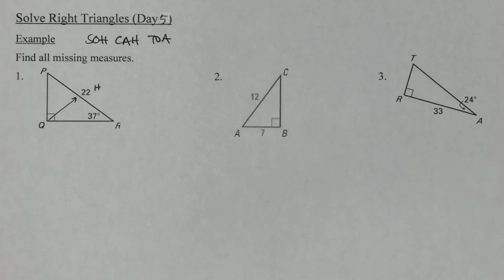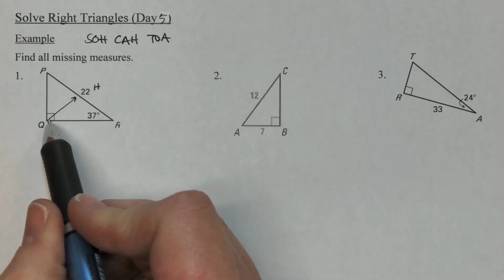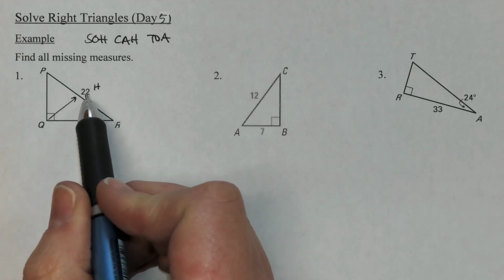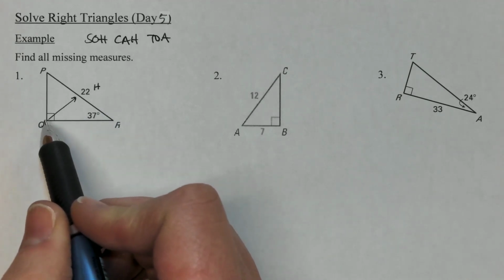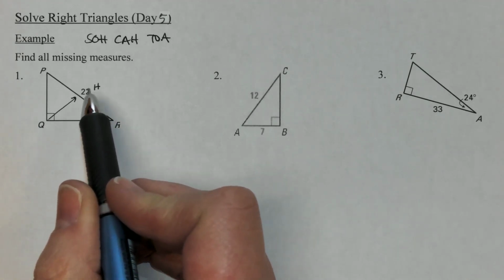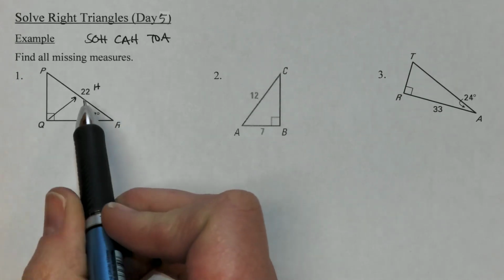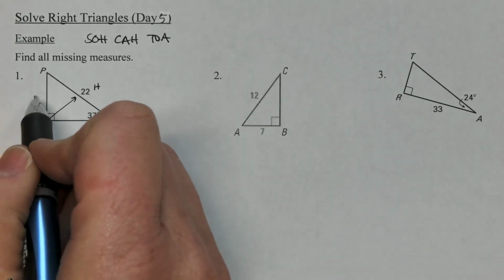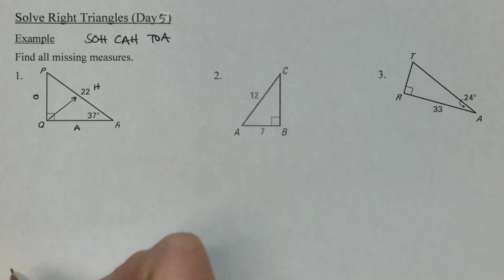So in the problems you're going to be doing today, you're going to get a triangle. There are always going to be 3 things given to you, and you have to find 3 things. So the first one, we get the 90-degree angle, we get another angle, and we get the hypotenuse. So I drew my line through the 90-degree angle over to my hypotenuse, so I know which one that is. From my 37, I know this one's going to be opposite, and this side will be adjacent.